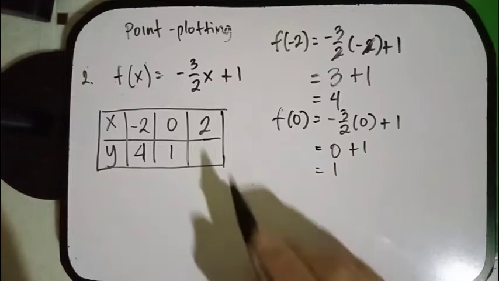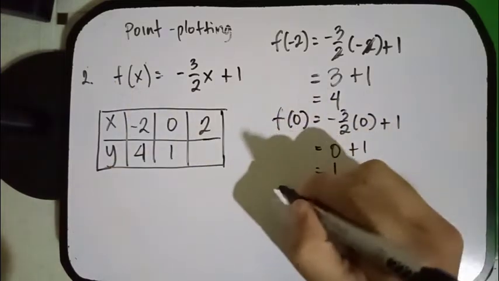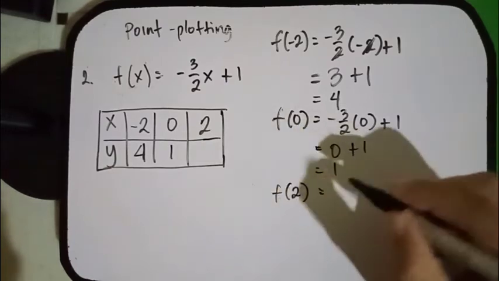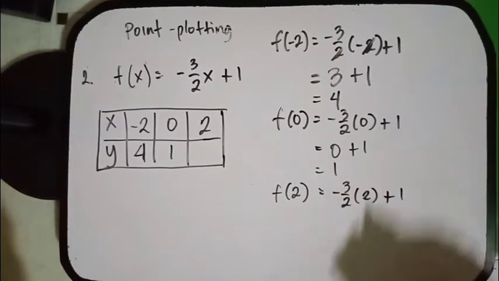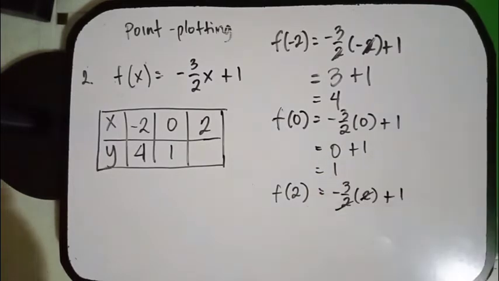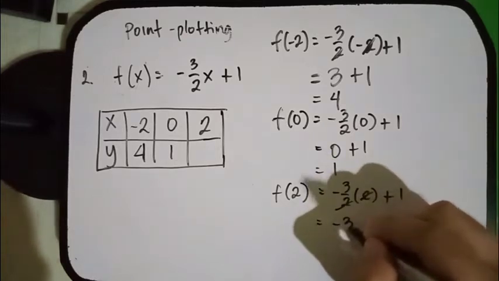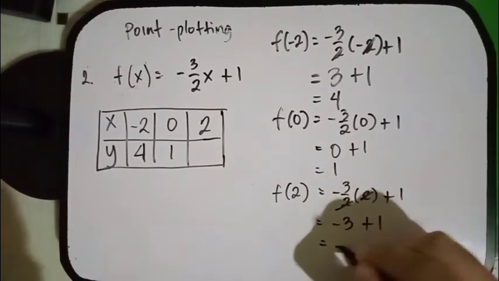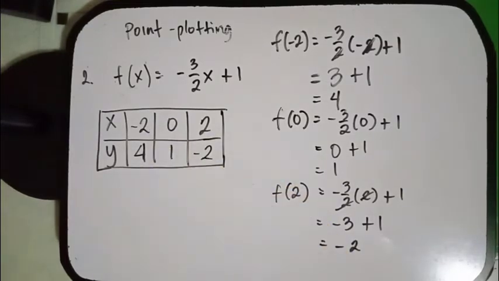Tapos yung pangatlo naman which is 2. So magiging ano to? F of 2. We have negative 3 over 2 times 2 plus 1. So, cancel natin itong 2. We have negative 3 times 1. So, negative 3 na siya. Plus 1 equals negative 2. So, ayan yung pangatlong value ng y.